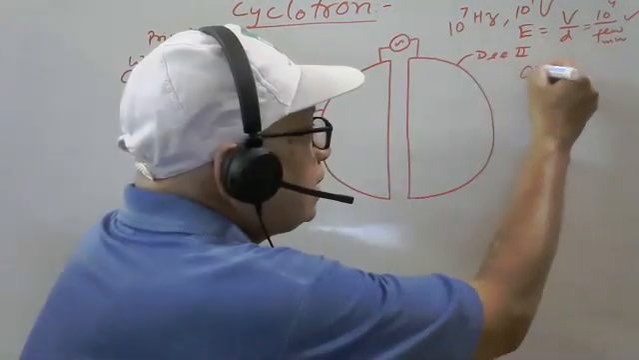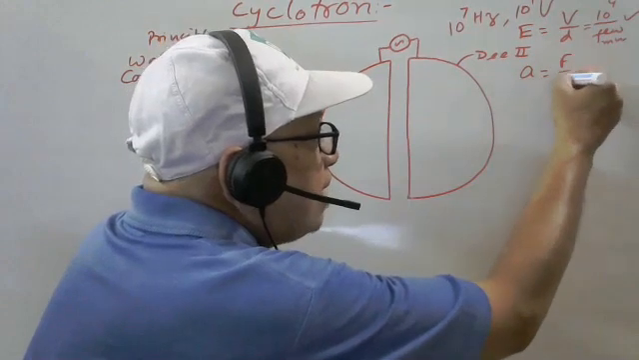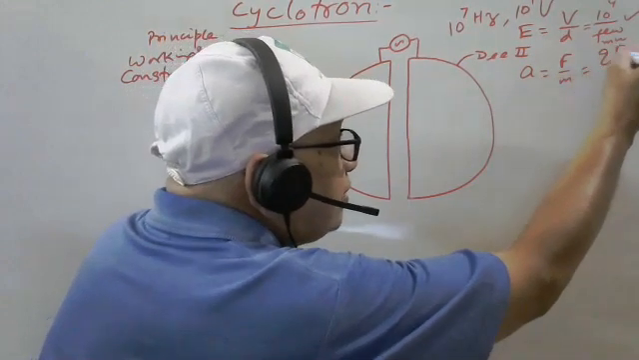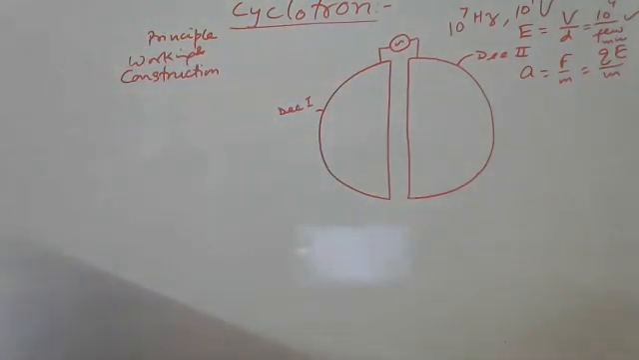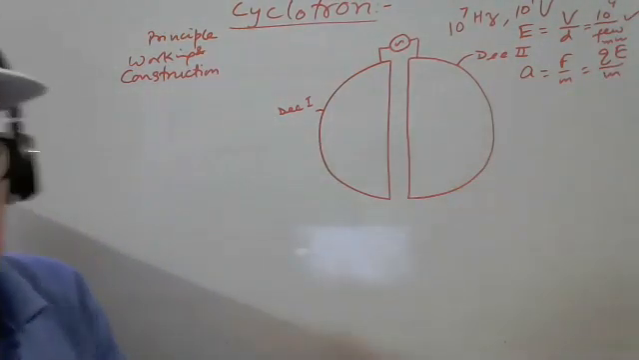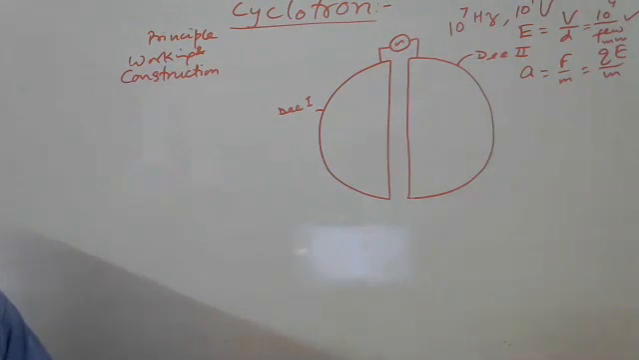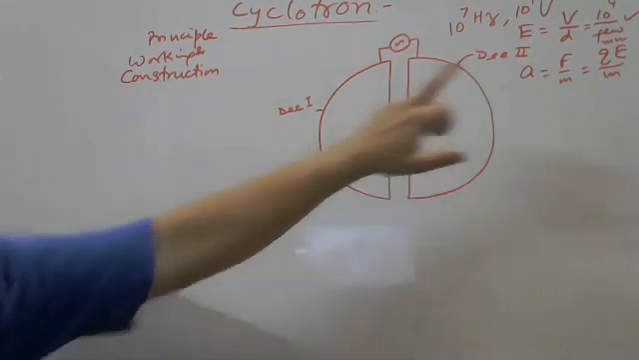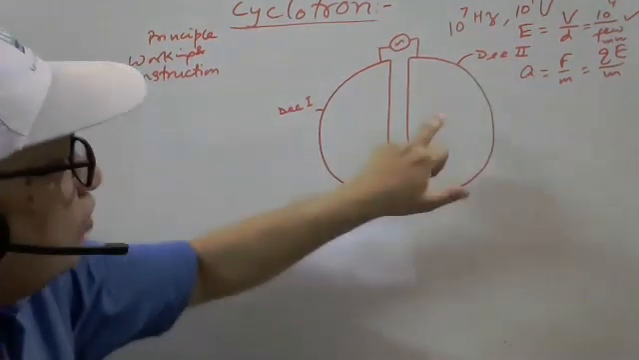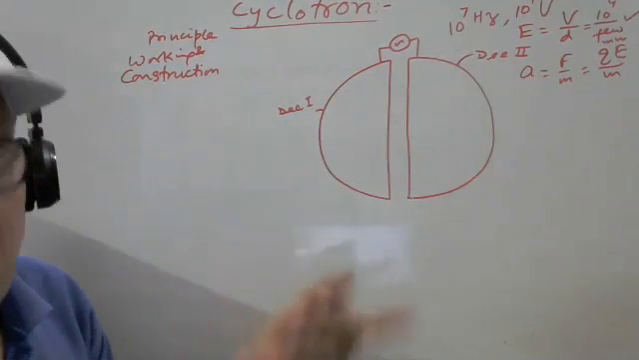So acceleration is force divided by mass. Force is QE, divided by the mass of the charged particle. Because the electrical field is very high, the acceleration is very high. If acceleration is very high, definitely the speed increases a lot. Not once or twice, but many times it circulates. In each and every half cycle it is accelerated, and in one cycle it is accelerated 2 times.